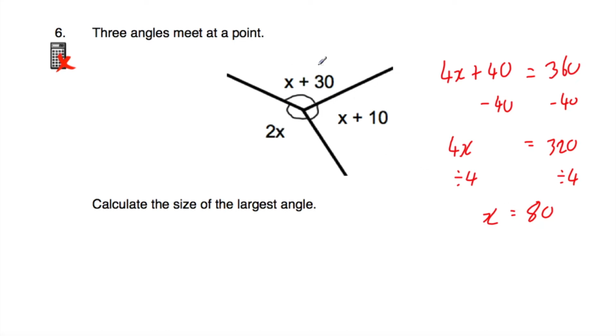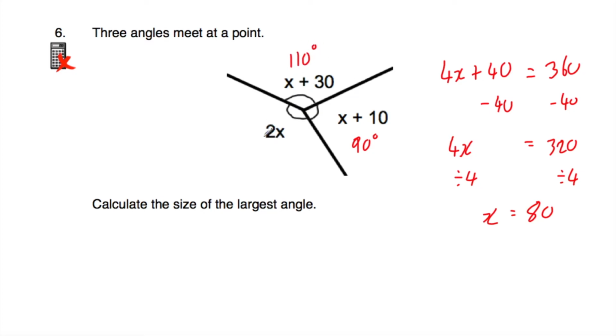Now let's find the size of each of these angles. So x is 80 degrees. So let's start off with this one. We've got x plus 10. So if we add 10 to this, 80 plus 10 would be 90. So this angle is 90 degrees. That's actually a right angle. This angle, x plus 30, well, 80 plus 30 is 110. So that's 110 degrees, this one.